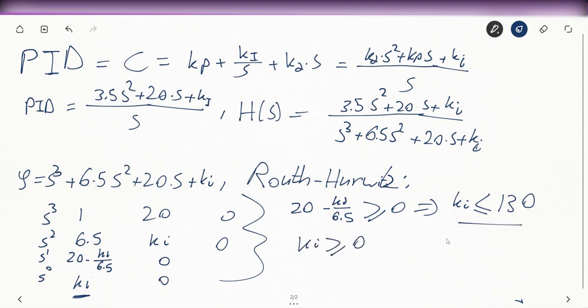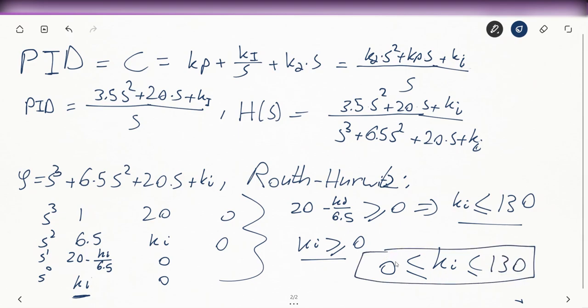From these two inequalities, we can combine them to get the interval in which Ki gives a stable system. We may say that Ki should be greater than or equal to 0, and at the same time, it should be less than or equal to 130. So this is the condition that we have got for our Ki.